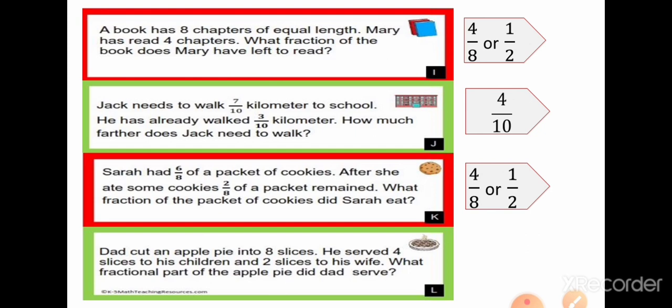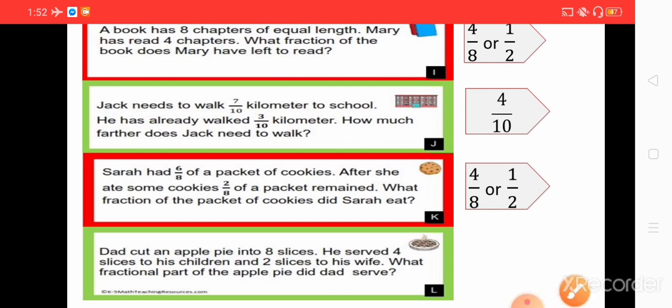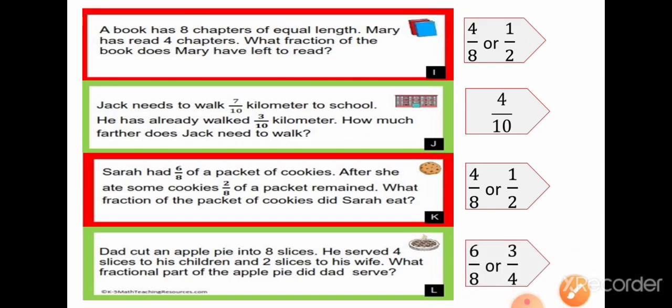So, yung na-serve niya, tinatanong, 4 and 2. So, 4 plus 2 will give you 6. And ilan ba ang total ng slices? 8. So, divisible sila both side by 2. Then, 6 divided by 2 will give you 3. Then, 8 divided by 2 will give you 4. That's why yung answer, it's either 6 over 8 or 3 over 4.